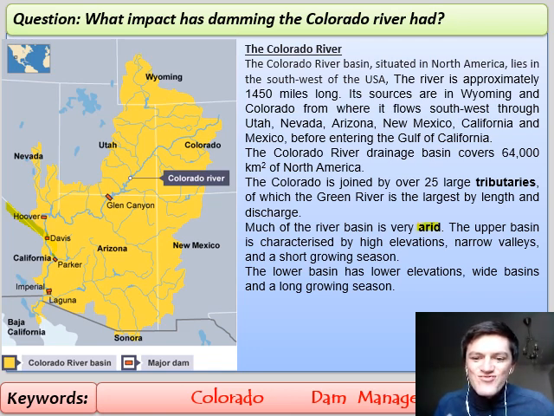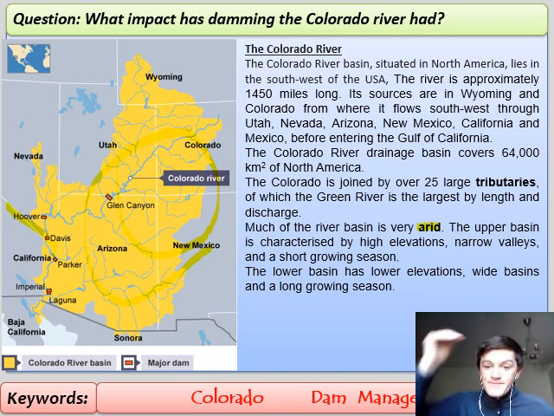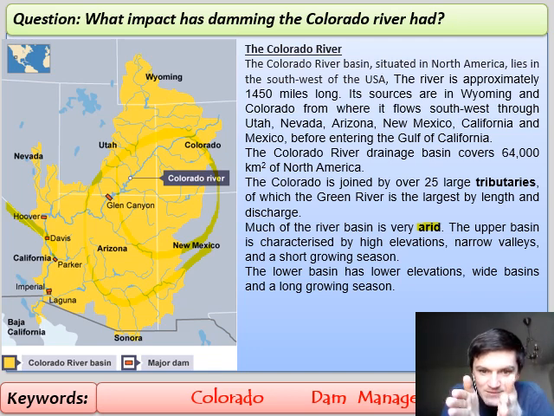Okay, arid means dry. The upper basin, so this part around here that I'm drawing on now, is characterized by high elevations, so it's rocky, narrow valleys, which we'll see some pictures of later, and a short growing season. Okay, it's not ideal for growing crops.